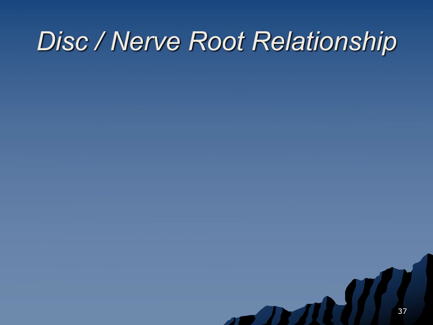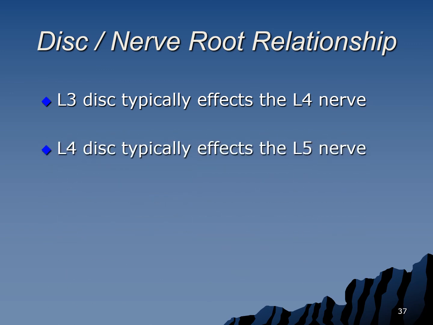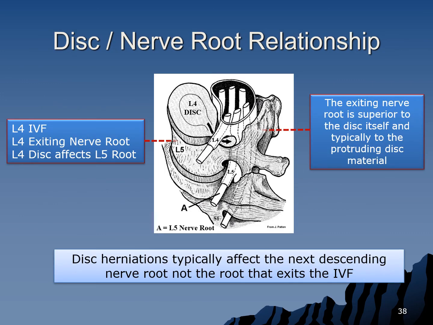All right, the nerve disc relationships, you should be familiar with these, but the discs typically affect the next descending root, not the exiting root. So an L3 disc, when it protrudes, affects the L4 nerve, and an L4 disc, when it protrudes, affects the L5 nerve, and an L5 disc, when it protrudes, affects the S1 nerve. Why is that the case?